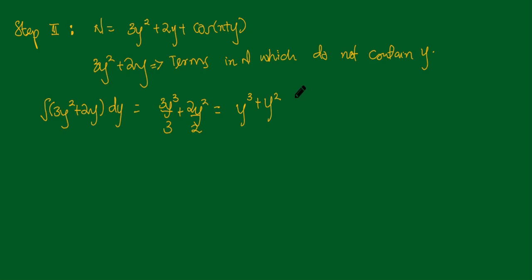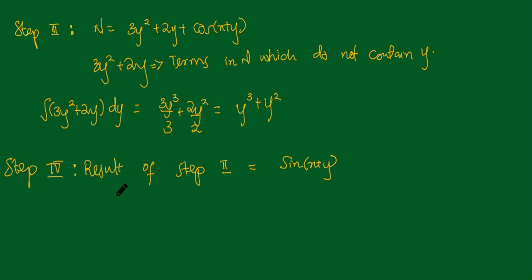Our next step is to add the results from steps 1 and 2 and equate it to a constant. So recall that the results from step 2 is equal to sine x plus y, and the results of step 3 is equal to y cubed plus y squared.